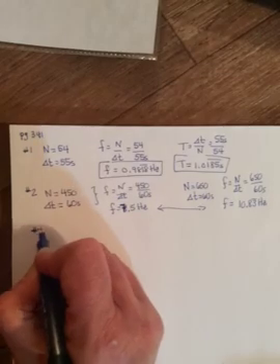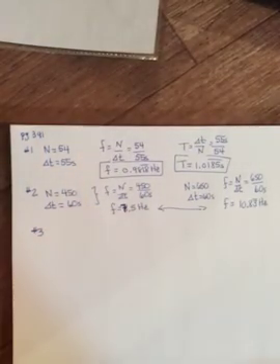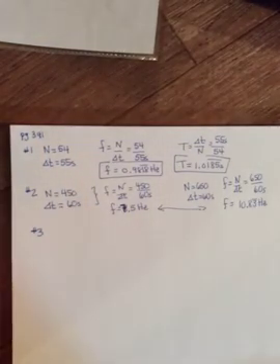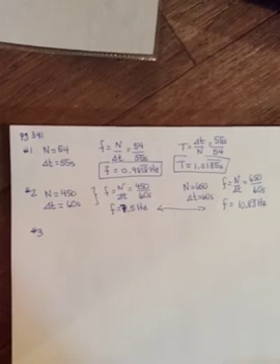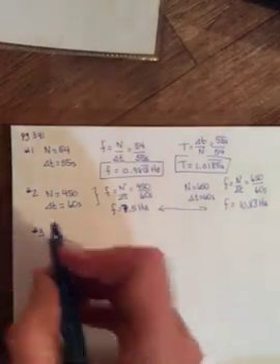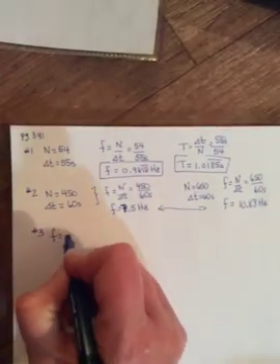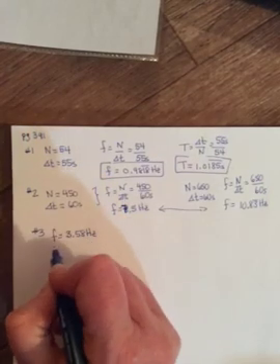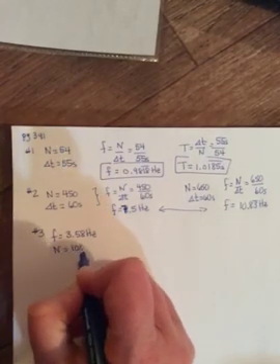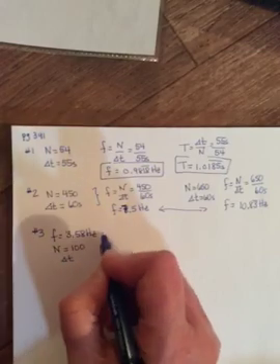Number 3 says a watch spring oscillates with a frequency of 3.58 hertz. How long does it take to make 100 vibrations? So this time they're telling us the F is 3.58 hertz, and they're telling us the number of vibrations is 100, and they want the delta T.